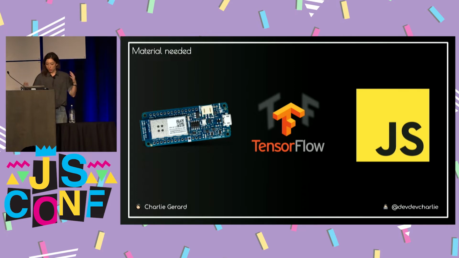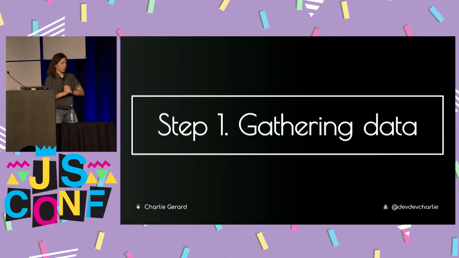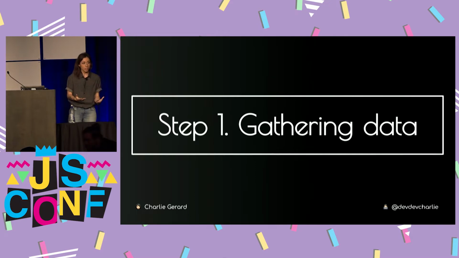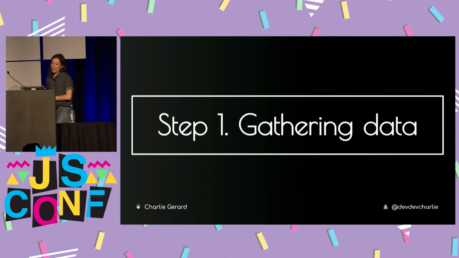OK, so step one, gathering data. At first, we've got nothing, right? We just have an idea. We want to be able to play Street Fighter with our body movements. And what I mean by that is that when I want to punch, then I'm just going to actually punch. And then there's three movements. I have punch, uppercut, and hadouken. I don't know if those are the real names, but let's just call them like that.